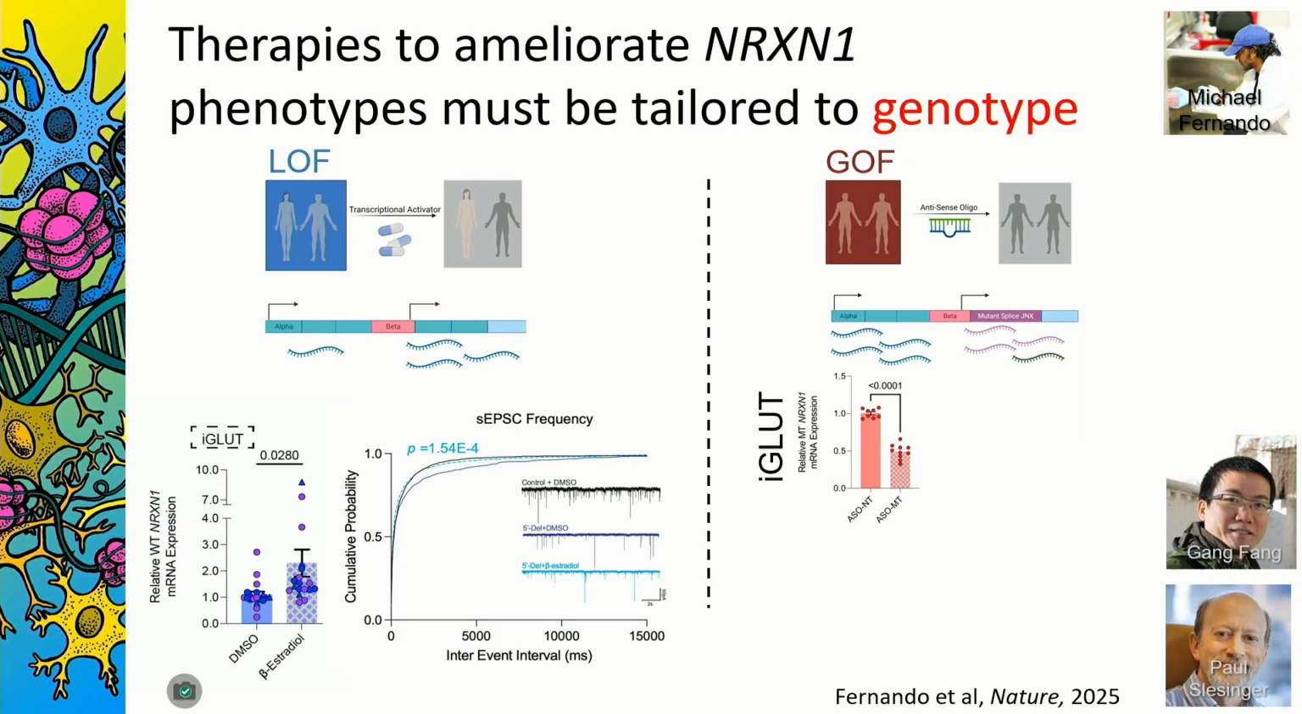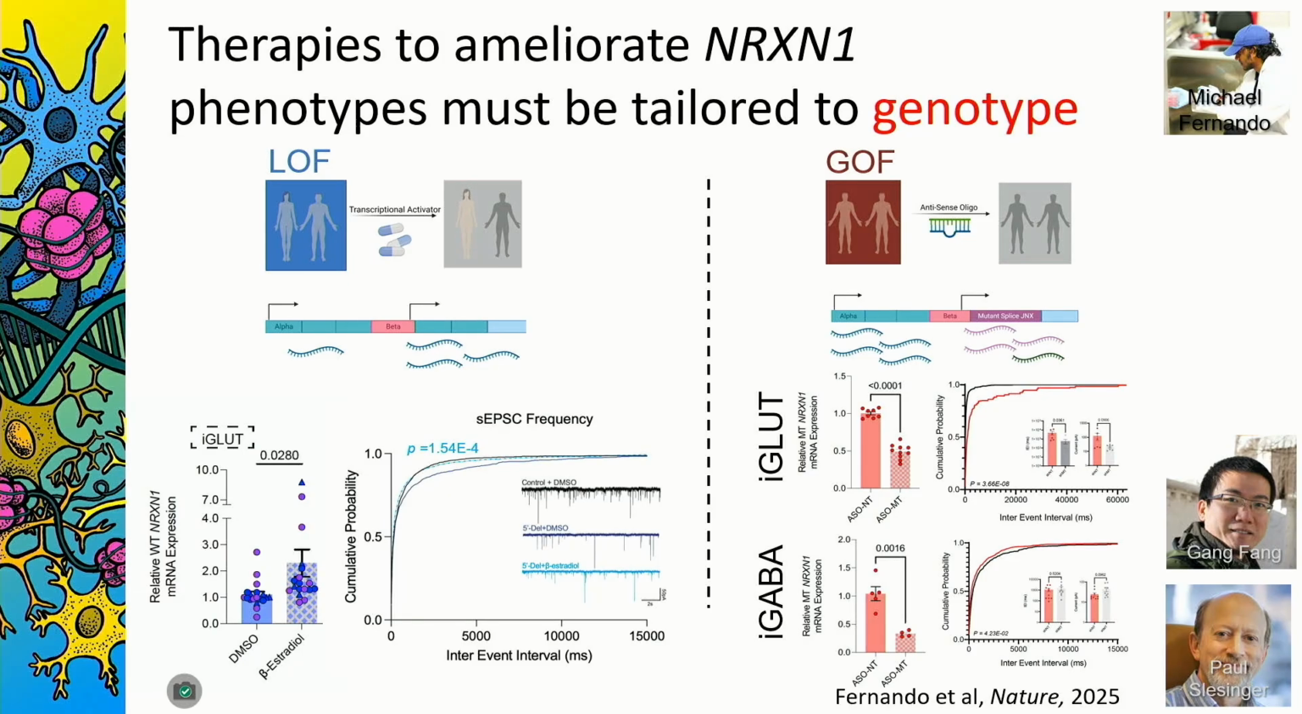For the gain of function, Michael designed ASOs to target neurexin-1 mutant isoforms in the iGlutes and the iGABAs and showed a rescue in both. He wasn't able to patch from these ASO-treated neurons, but I'll remind you of our short hairpin data showing that if we knock down mutant isoforms, we can achieve a rescue.